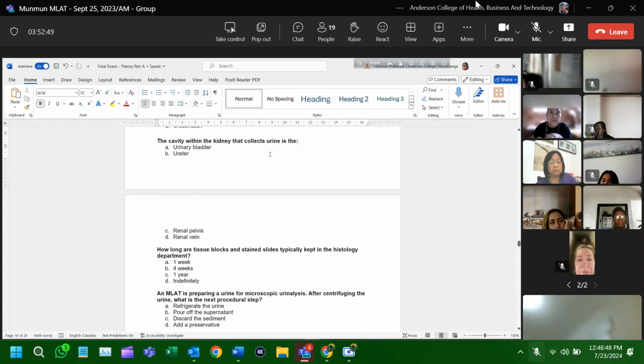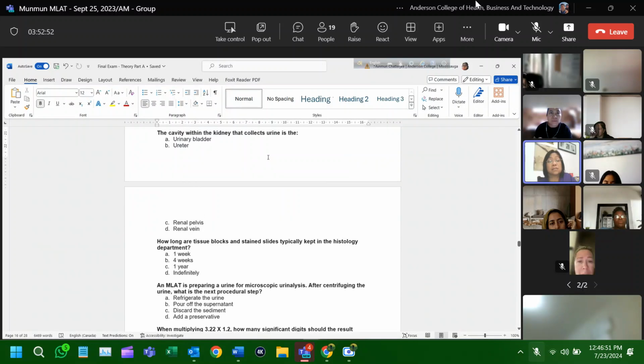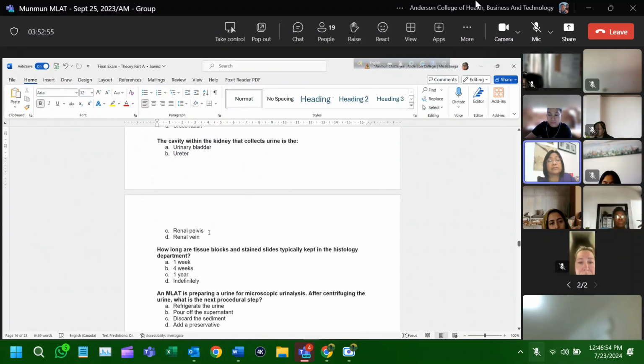The cavity within the kidney that collects urine is the renal pelvis. Yes, renal pelvis. And what collects the urine in the urinary system? The bladder. Yeah, bladder. But inside the kidney, that's why I'm bringing up the question. Read the question: when it says what is collecting urine in the urinary system, it is the urinary bladder, and when it's collecting urine inside the kidney, then it's the renal pelvis.